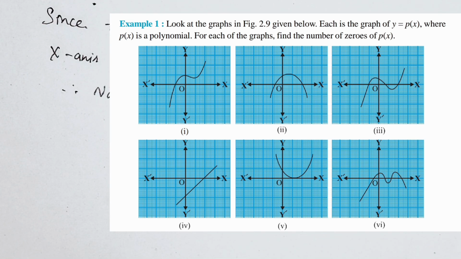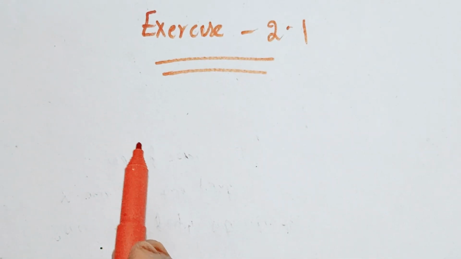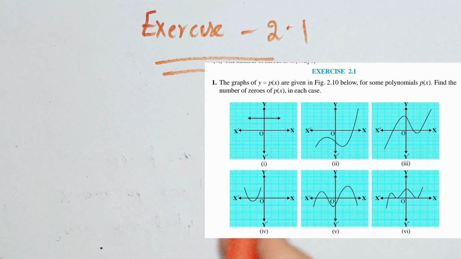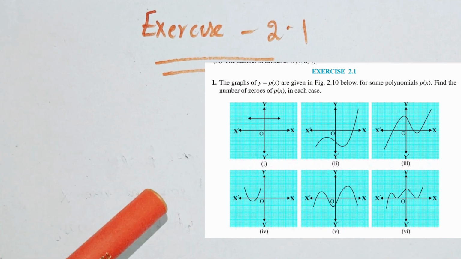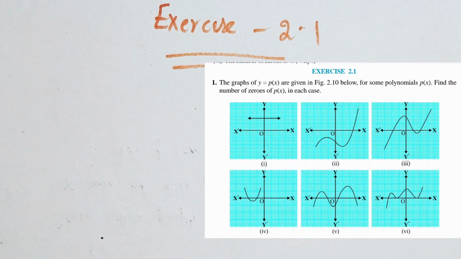Okay guys, now we'll move to exercise number 2.1. Here the question is: the graph of y equal to p(x) is given in the figure below for some polynomial p(x). Find the number of zeros of p(x). Here 6 pictures are given. For each picture we have to find out the number of zeros.